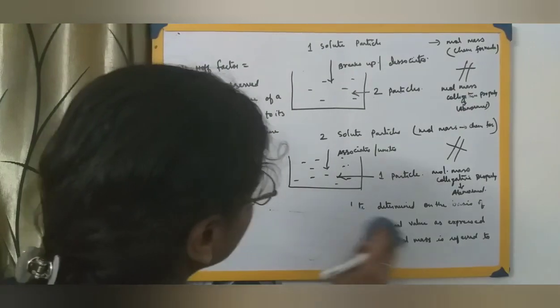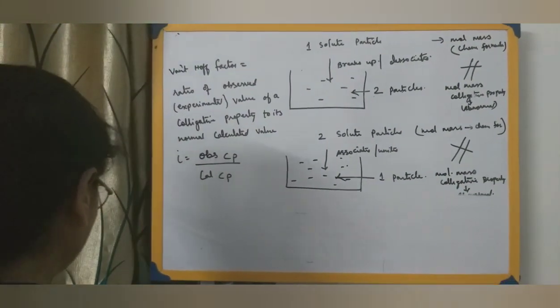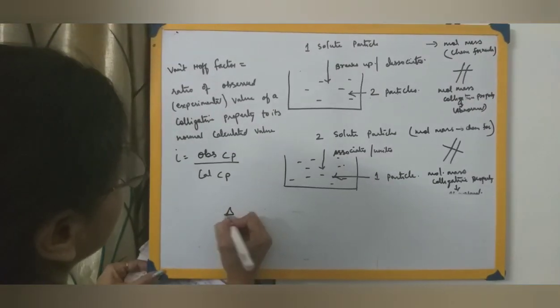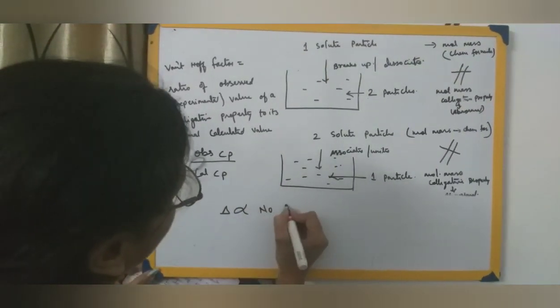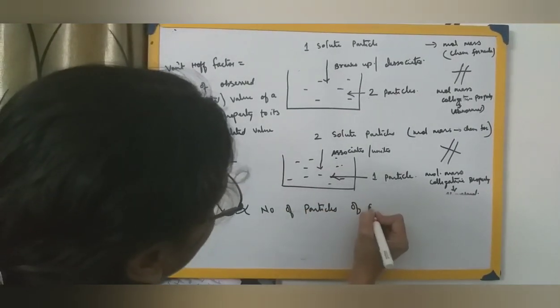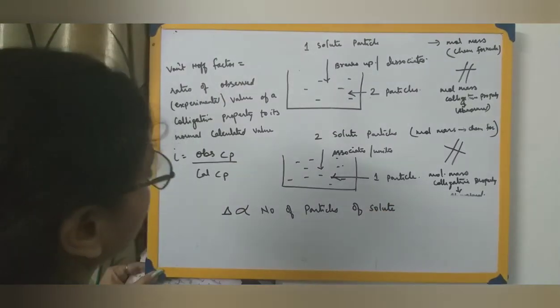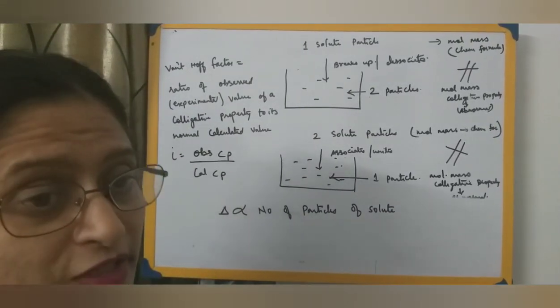So obviously here in this case, at the same time we have already studied that the colligative property is proportional to the number of particles of solute. This we have already studied. A colligative property is always dependent on the number of particles of the solute.